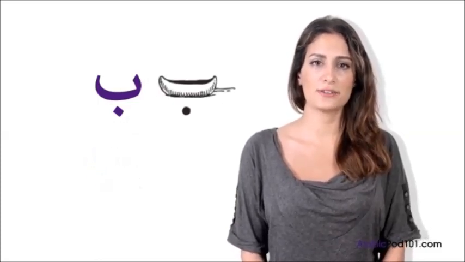Our first letter of this lesson is ba, and yeah, it makes a B sound. You can remember this because the dot is below the boat shape. Let's study the different ways to write it together. Now you write it. Ba.